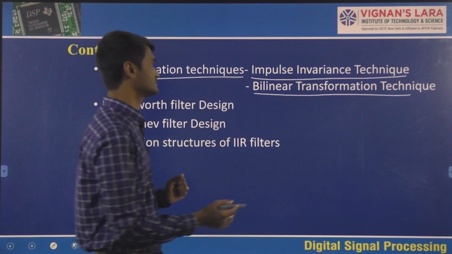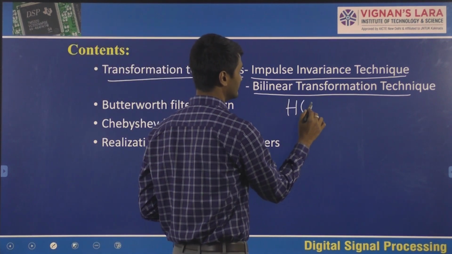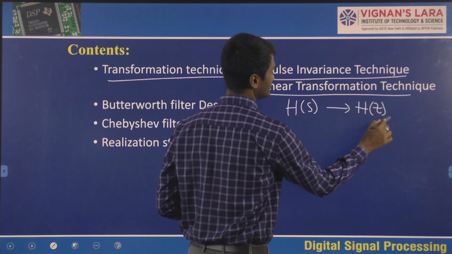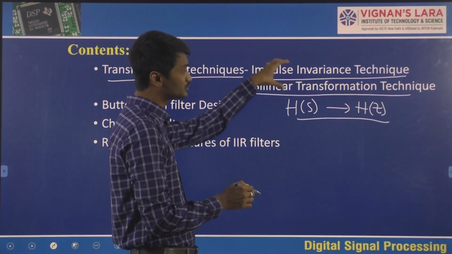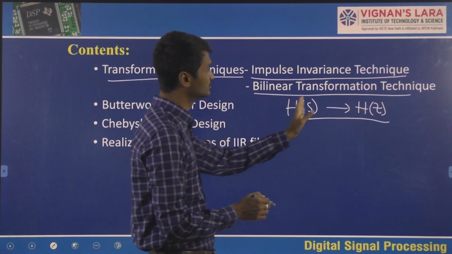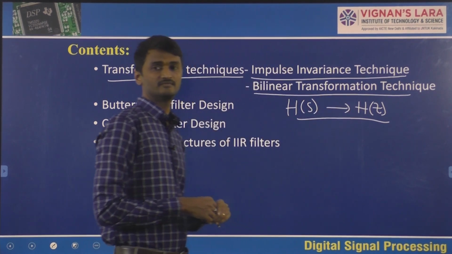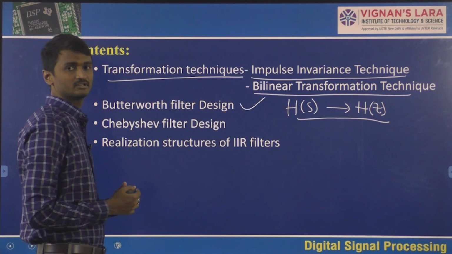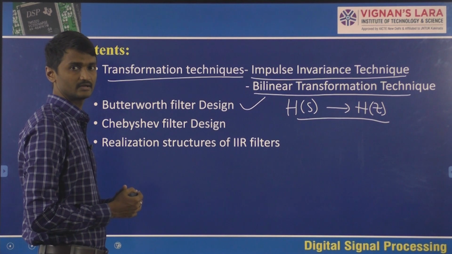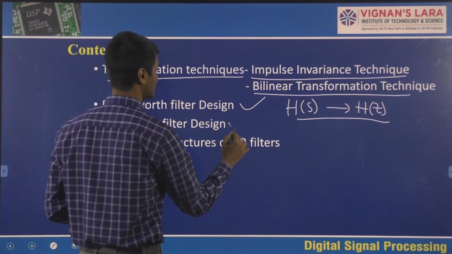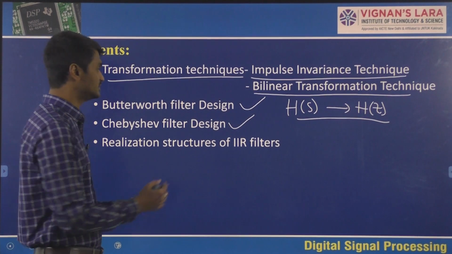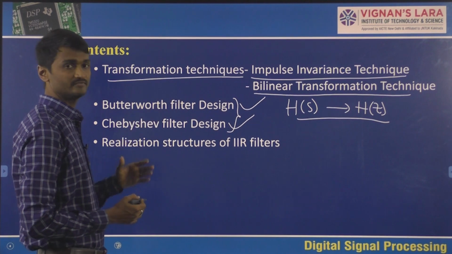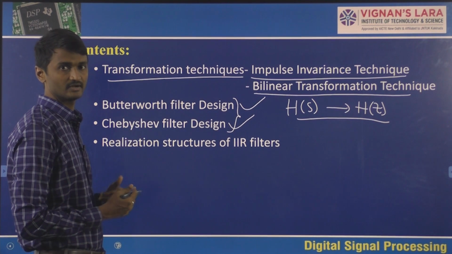See, analog filter transfer function is in the form of H of S. We have to convert this into digital filter transfer function, that is H of Z. So by using these two techniques, we convert H of S into H of Z. Next is design of Butterworth filter, then design of Chebyshev filter. These two come under analog filters: design of these analog filters, Chebyshev filter and Butterworth filter.